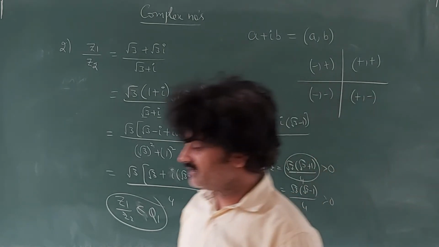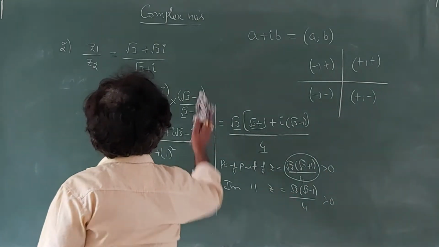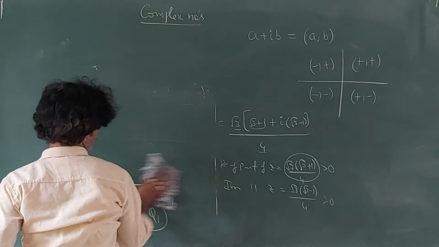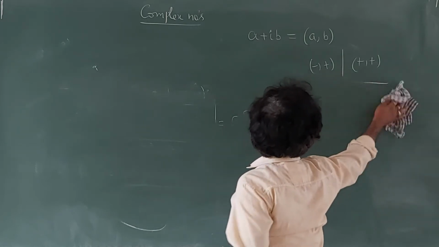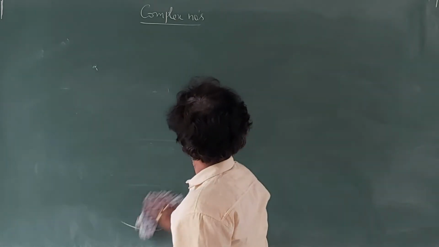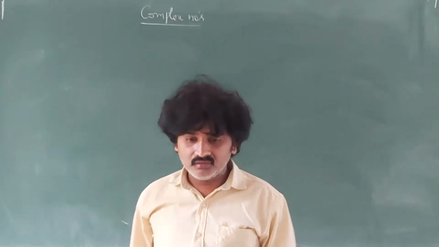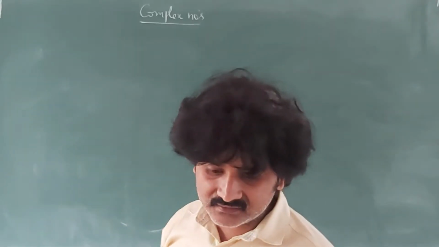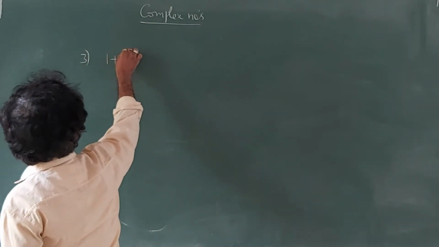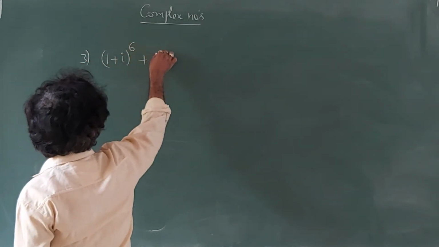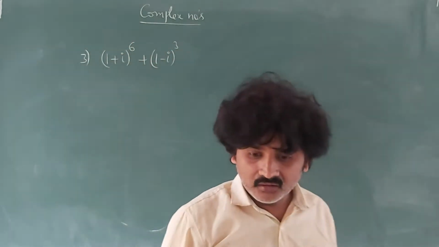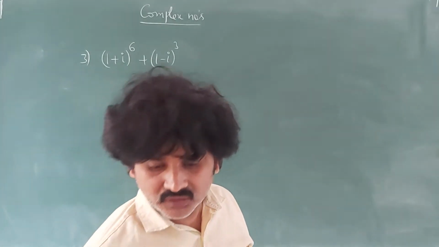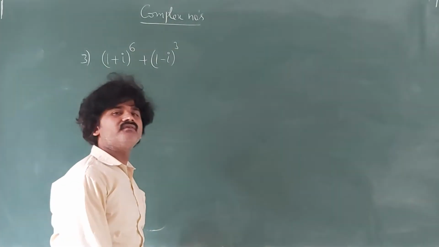Right. Now let us come to the next problem, the third one. What is the problem they gave? (1 plus i) whole power 6 plus (1 minus i) whole cube is equal to, and in the options they give a complex number. It is only a small simplification.